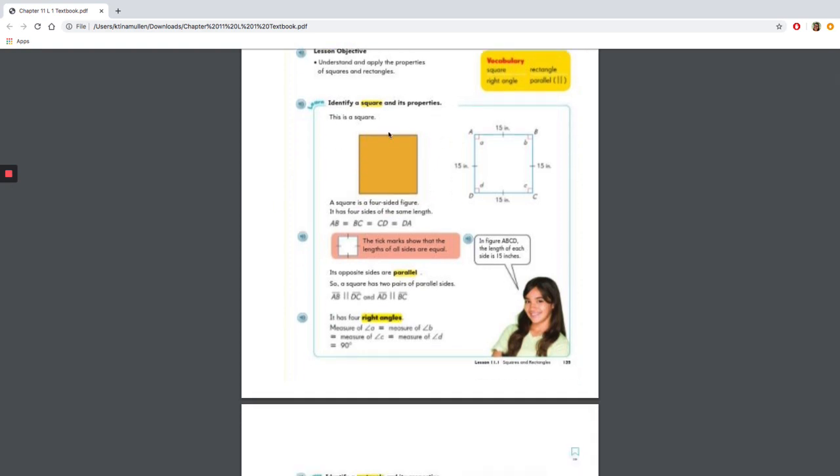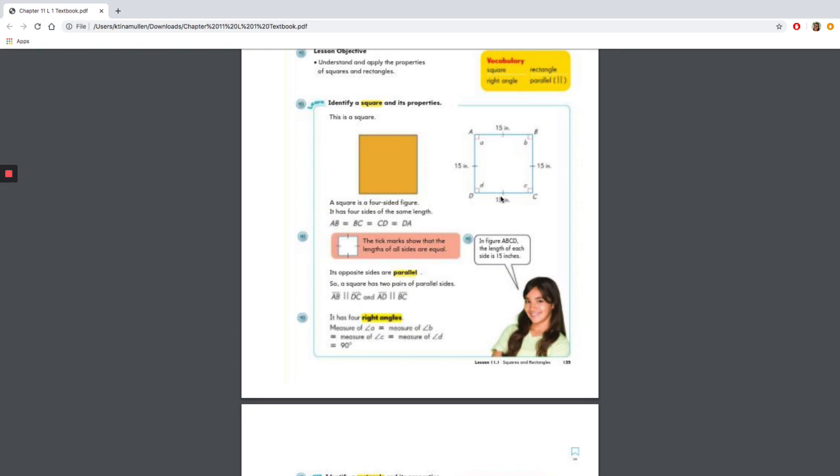So first thing, this is a square. A square is a four-sided figure. It has four sides, 1, 2, 3, 4. It has four sides of the same length. So when you look over here, yes, every side is labeled with 15 inches, but you can also see these little lines on every side, and those tick marks let you know that if there's one tick mark here and one tick mark here and one, those are of equal length.